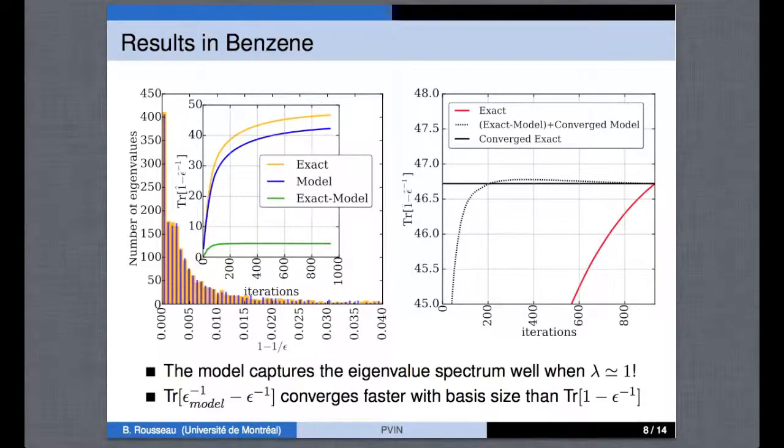This is schematically represented in this image. So we can see that the model captures the eigenvalue spectrum well when our eigenvalues are close to 1, and that the trace of the difference of these operators converges faster with the number of eigenstates that are computed.